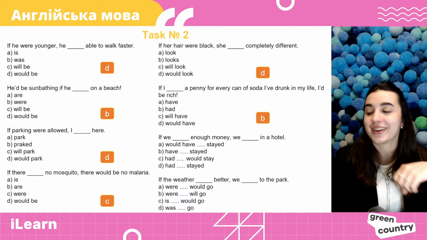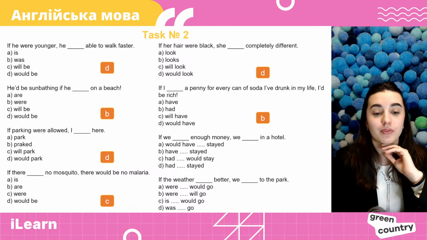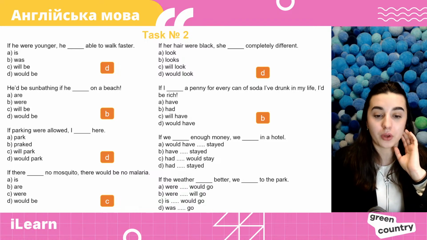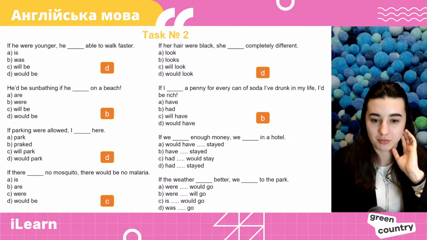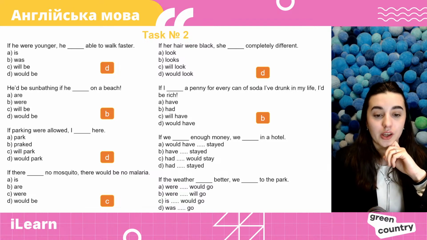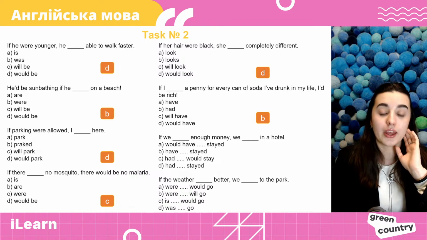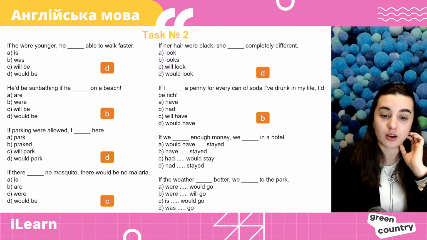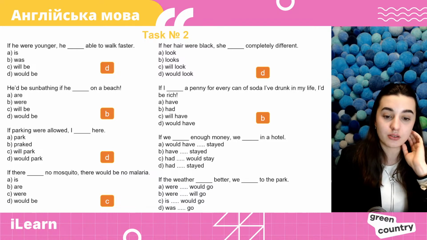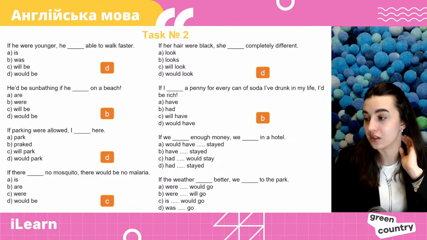Okay, nice. All of you have no mistakes. That's very great. Very nice. Okay, number 7. If we enough money, we in a hotel. If we would have and stayed, have and stayed, had, would stay, and had stayed.